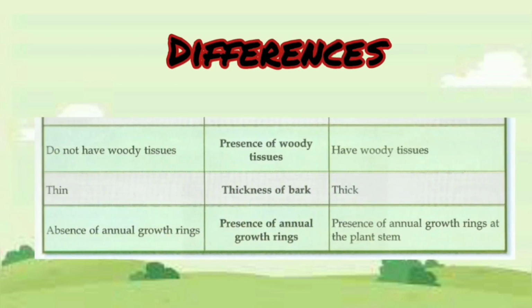Next is presence of woody tissue. For primary, it does not have woody tissue, and for secondary, it has woody tissue. For their thickness, primary is thin and secondary is thick. And for presence of annual growth ring, primary is absent of annual growth ring, and secondary has presence of annual growth ring at the plant stem.